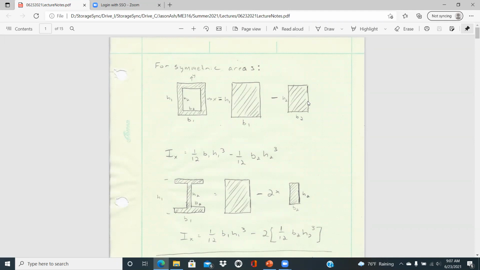And we'll just show that as we go through, being cautious there. So if we do that, the I about the x-axis would just be 1/12 B1H1 cubed minus 1/12 B2H2 cubed. And so that's pretty straightforward in finding the area moment of inertia for rectangular tubes.